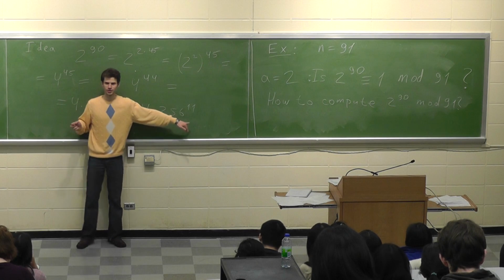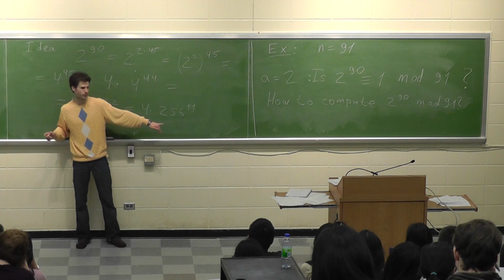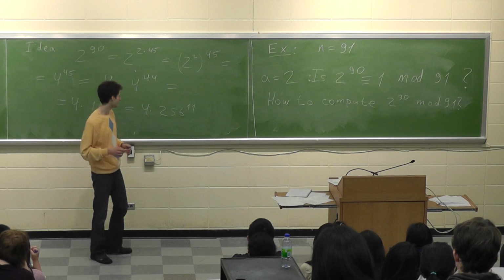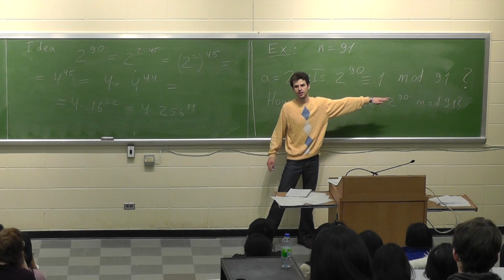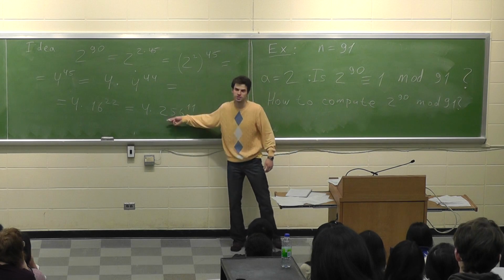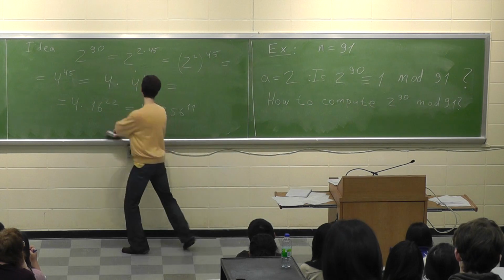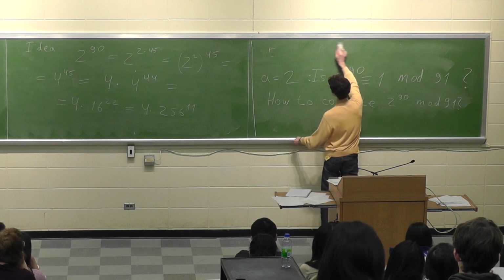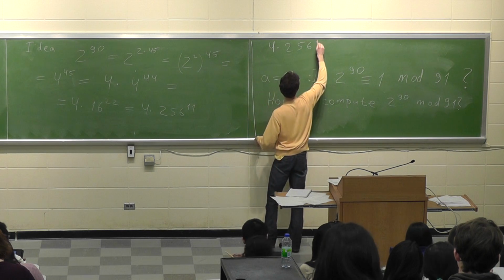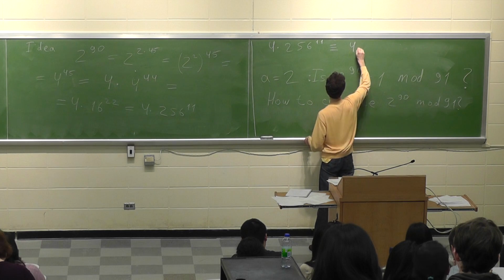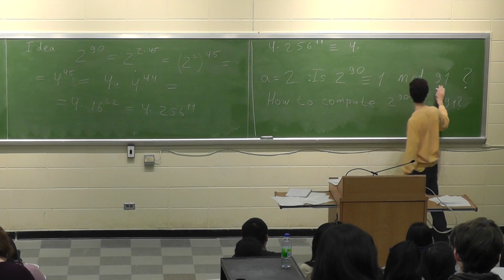Well, starting from here, I already can't multiply that fast. I really can't square 256 in my head. But what I do instead is reduce this modulo 91. What I'm actually interested in is not the answer itself, only the answer modulo 91. So instead of computing this, I'll continue this way: 4 times 256 to the power 11 is congruent to 4 times, well, let's reduce 256 modulo 91.